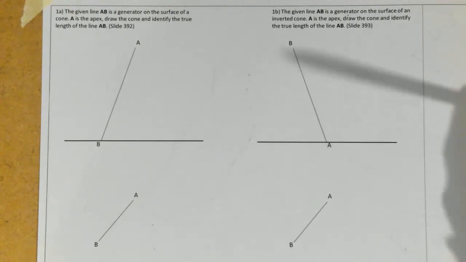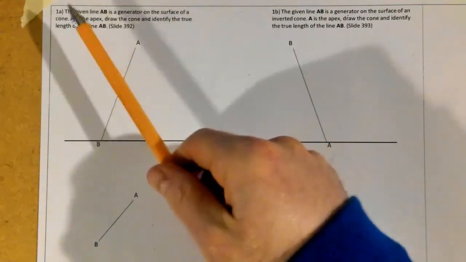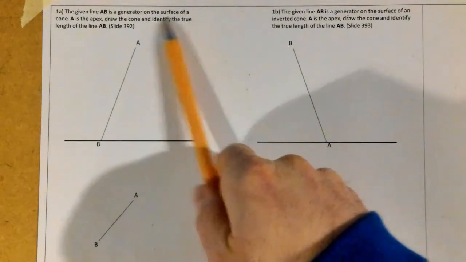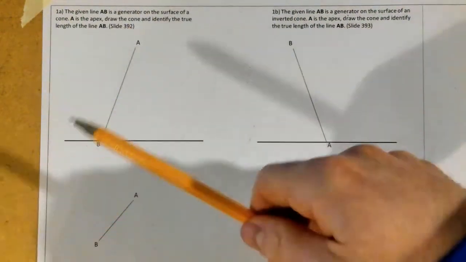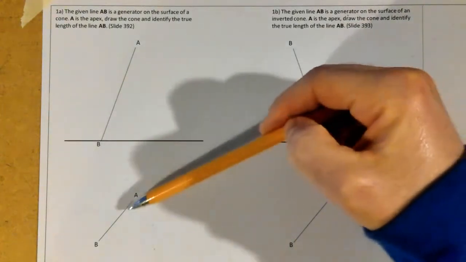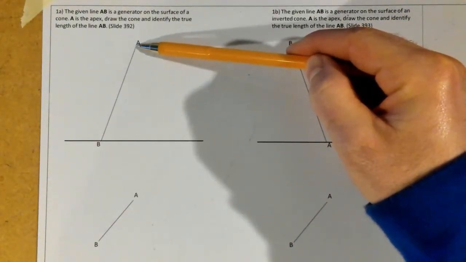So it says, question 1a, the given line AB is a generator on the surface of a cone. A is the apex. Draw the cone and identify the true length of the line AB. Now, we have the line AB here in elevation, AB here in plan, and we know that A is the apex. So that's the top of the cone.